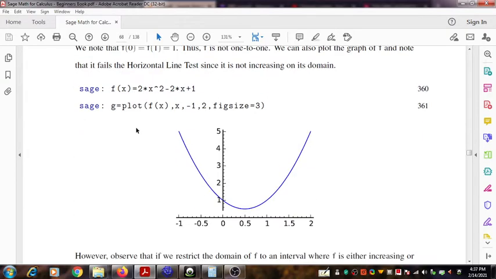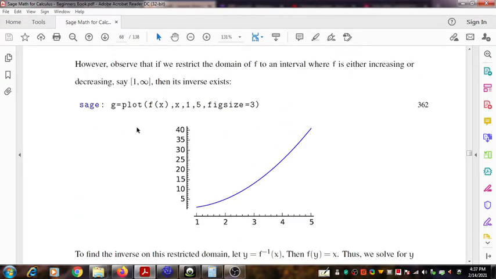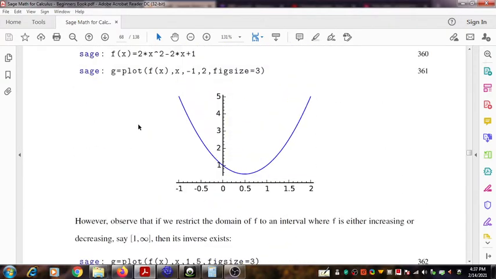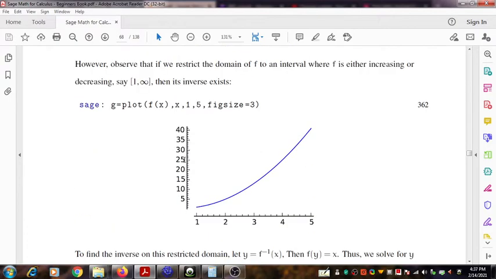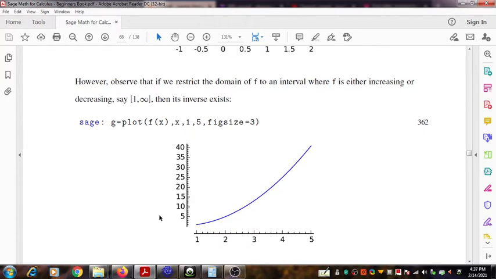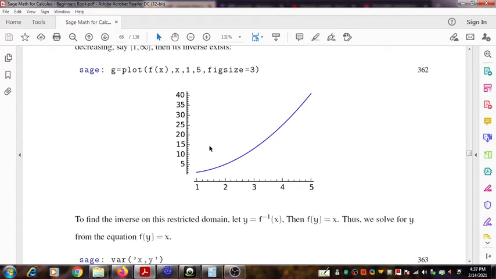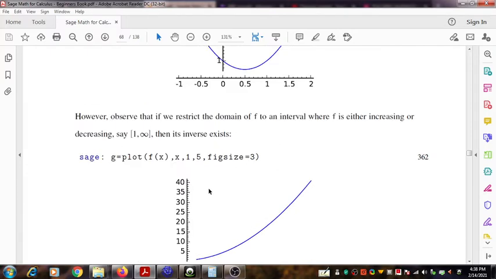So here what we are going to do is restrict the given curve to the interval on the right side of x equal to 1. Here you can see we consider only that limited interval, 1 less than or equal to x less than or equal to 5.